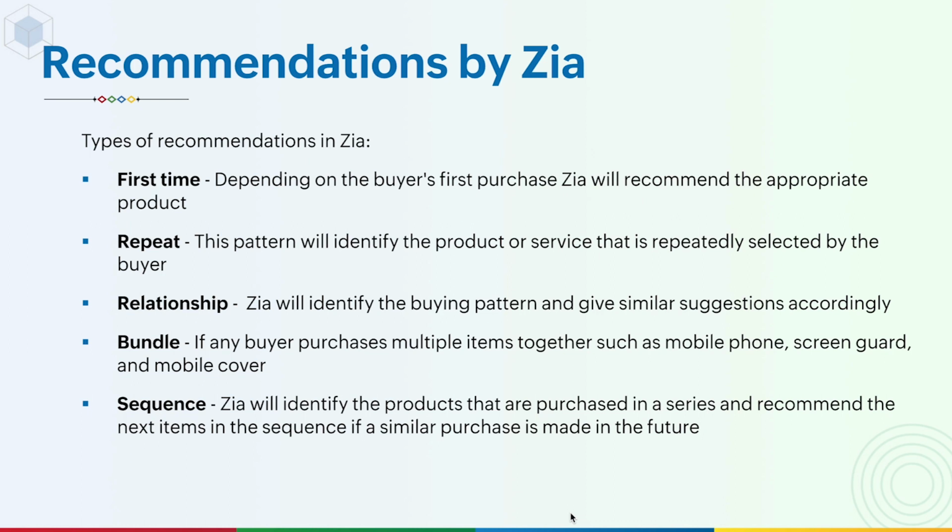Bundle: if any buyer purchases multiple items together, Zia will consider that as a bundle and recommend the products as a pack to the customers. Sequence: here, Zia identifies that the products are purchased in a series and recommends the next items in the sequence if a similar purchase is made in future. Now let's take a look at a demo for recommendations by Zia.